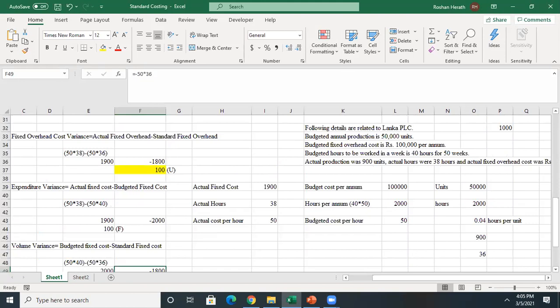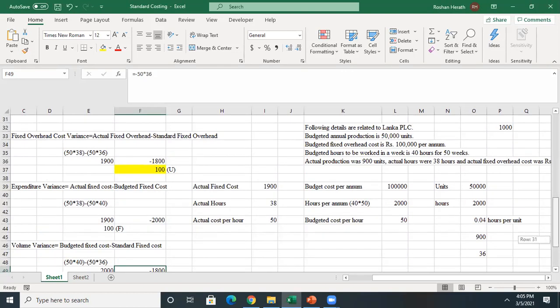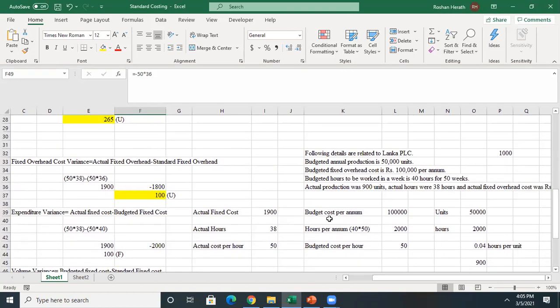How you get 38? Okay. Yeah, 38, how we get, it's the actual. So here you can see actual production 900, and the question says that the actual hours were 38 hours. So this is the actual scenario, actual hours. Hope you get that.